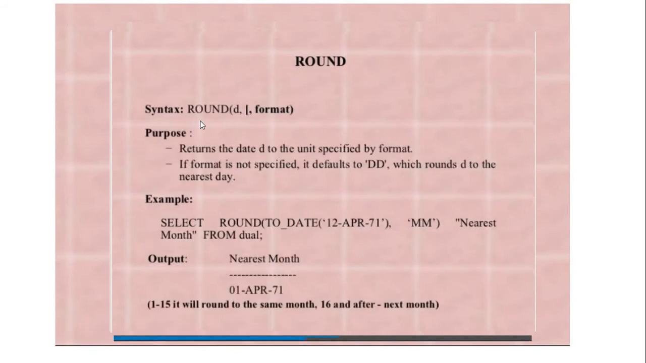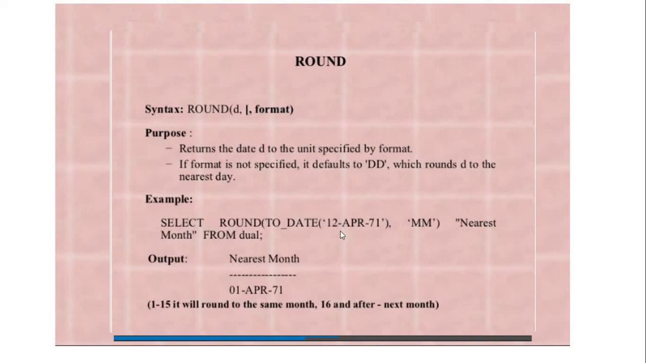The next function is round, that takes a date and a given format, and it returns the date D rounded to the unit specified by the format. If the format is not specified, it defaults to the DD format, or we can say it rounds the date to the nearest day. Let us take the example. So here it is given.